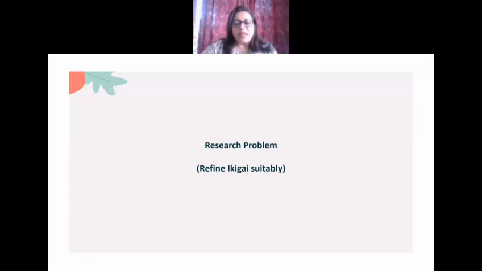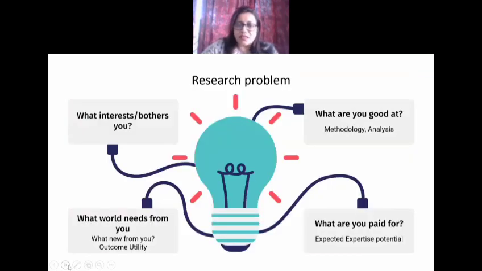So here, Ikigai could be suitably refined, defined, delineated, and that could be of some use to us in helping Dora find her research or create her research problem. But here the questions will have to be slightly altered. We may have to ask Dora, what interests you or what bothers you?